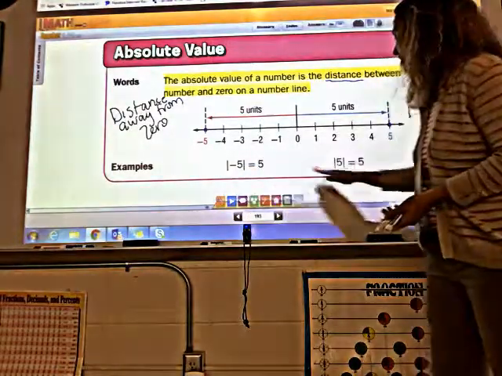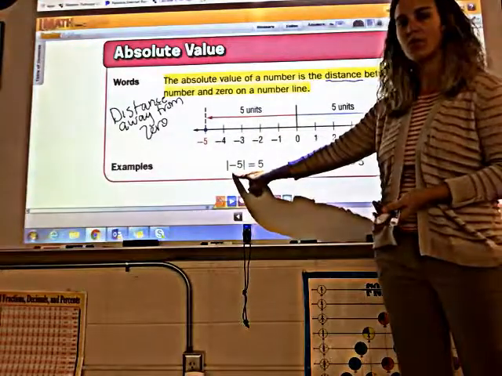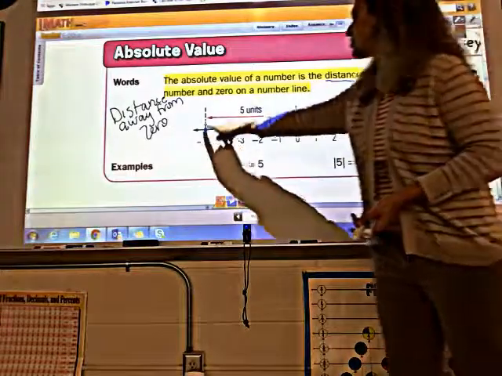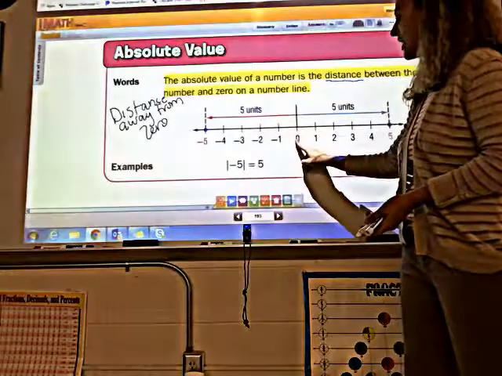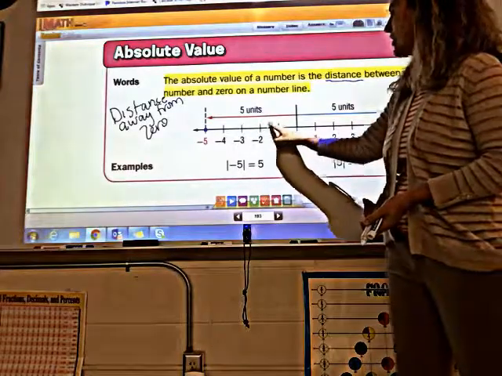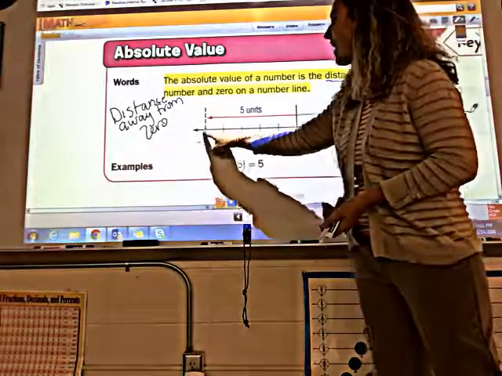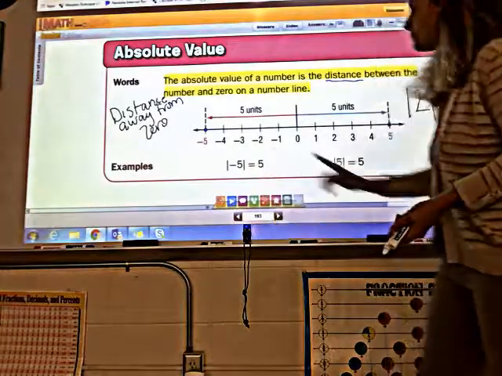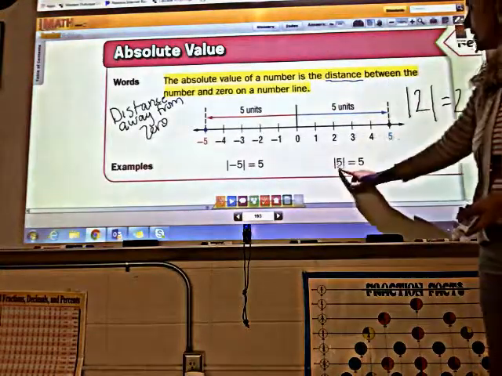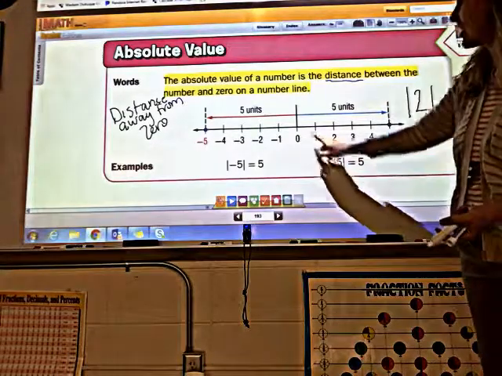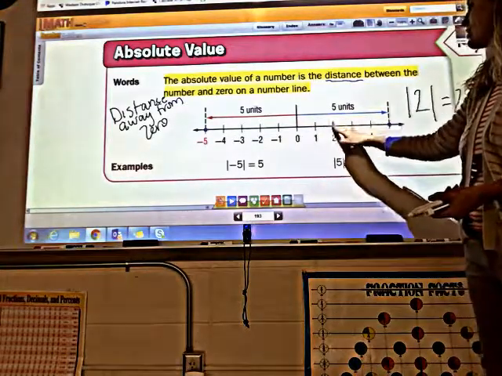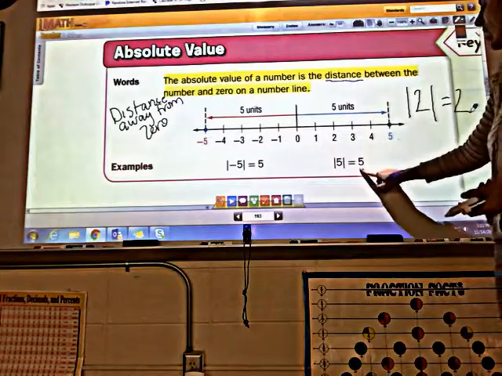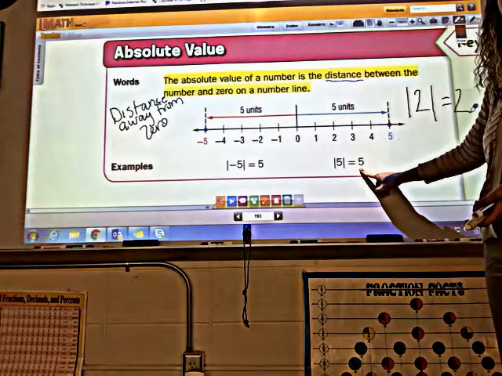You can see they've given you a couple examples here. The absolute value of -5. So -5 is way over here. Again, I'm going to start at 0. 1, 2, 3, 4, 5. I'm moving 5 places, so my absolute value is 5. If it's the absolute value of +5, again, I'm starting at 0. 1, 2, 3, 4, 5. It's going to be 5 places away.